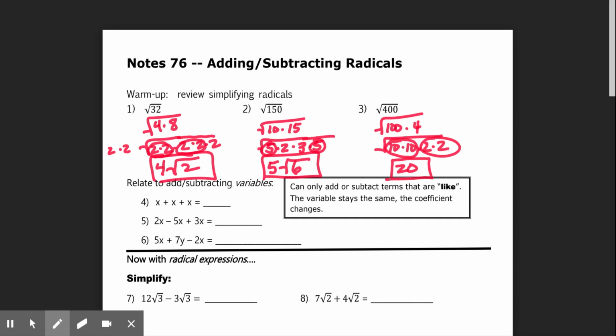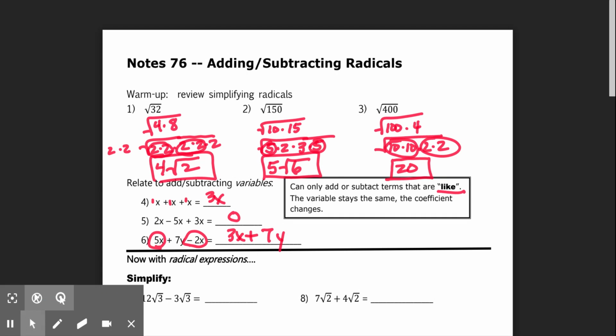All right, then on 4, 5, and 6, relate to adding and subtracting variables. Remember that you can only add or subtract terms that are alike. The variable stays the same. The coefficient changes. So 1x plus 1x plus 1x gives us 3x's. The exponent of the variable stays the same. 2x minus 5x is negative 3x. Negative 3x plus 3x is 0. And then our like terms, 5x minus 2x is 3x plus 7y.